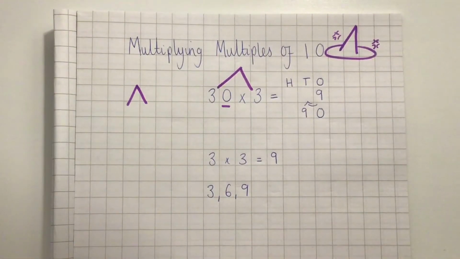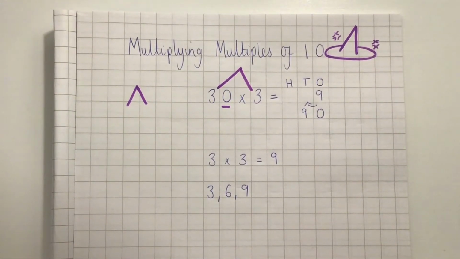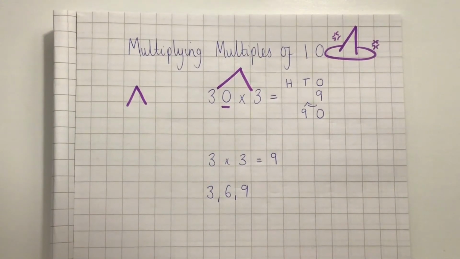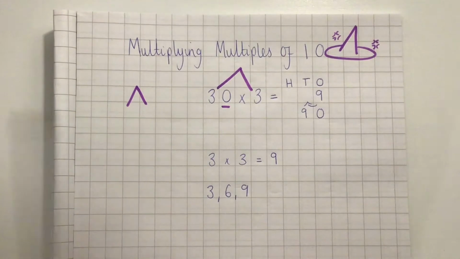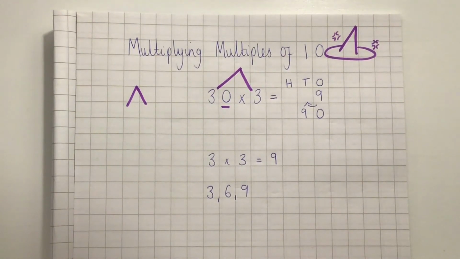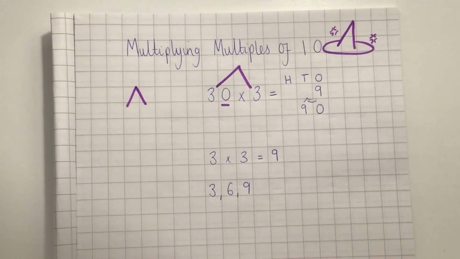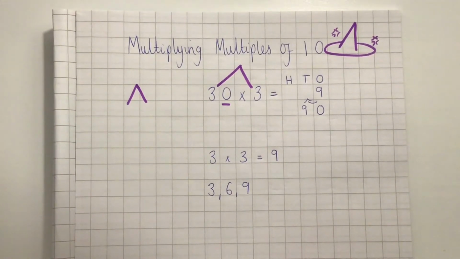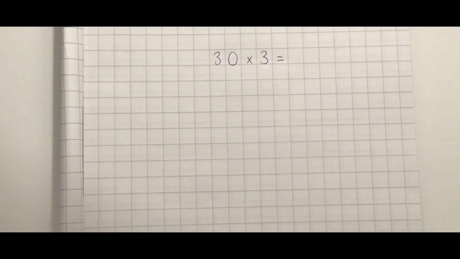I'm going to show you a multiplication magic trick when multiplying multiples of 10. And it starts with drawing a wizard's hat to find multiplication facts. Here is an example which I'm going to be talking through next. So here we have our first question.